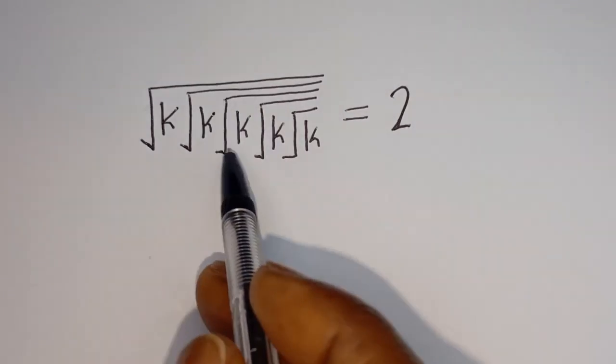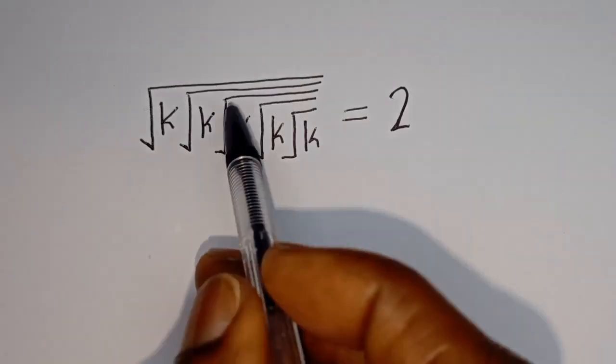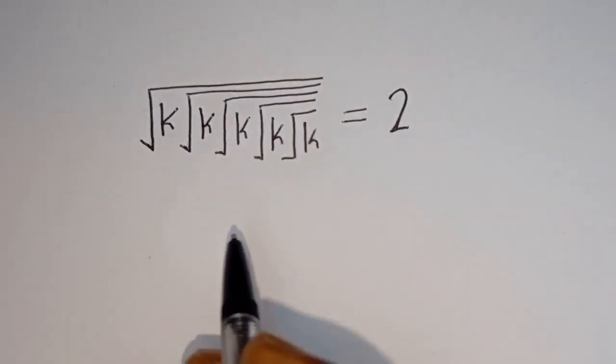Hello, how to solve for k in this equation? Square root of k, square root of k, square root of k, square root of k, and square root of k is equal to 2. Solution.